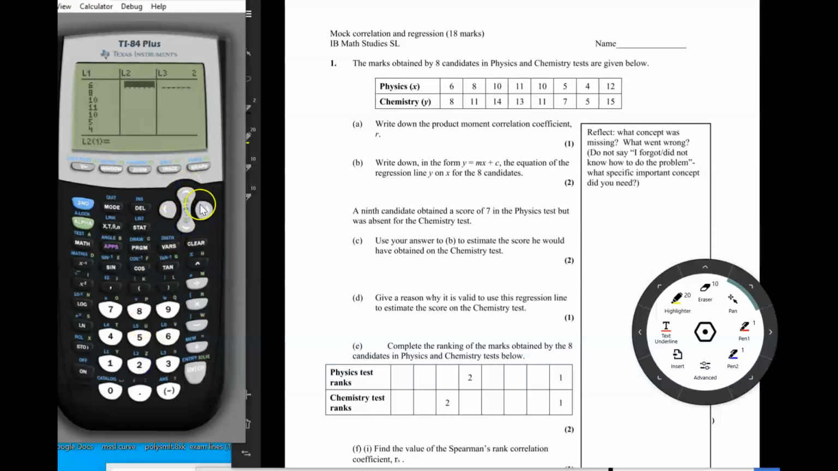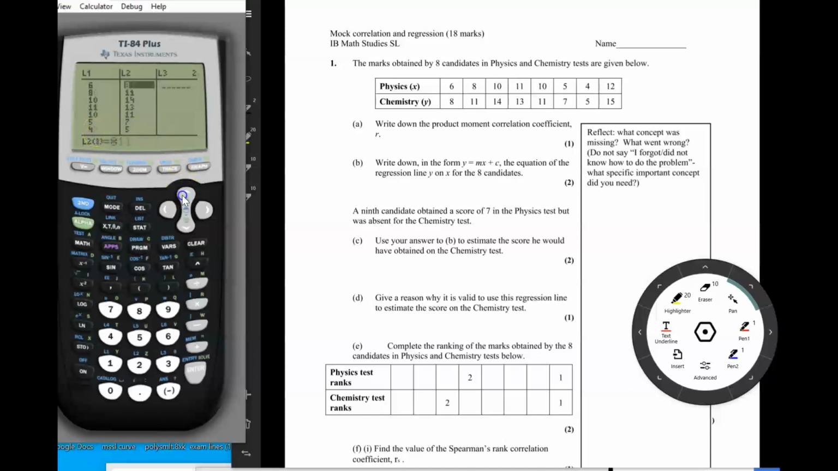12. And then you go to the next column and you put in the Y values, 8, 11, 14, 13, 11, 7, 5, 15. Now what does this mean? It means the person who scored a 12 in physics scores a 15 in chemistry.